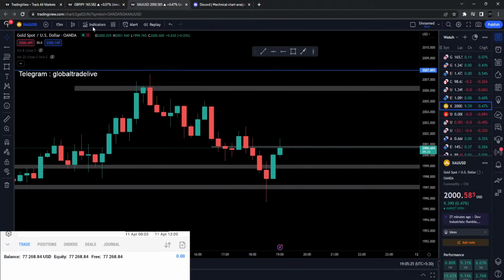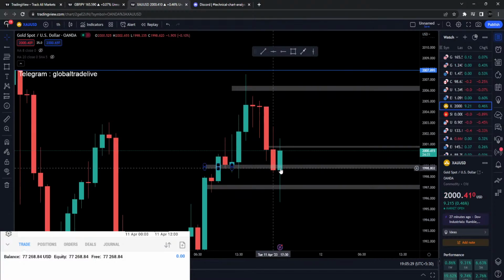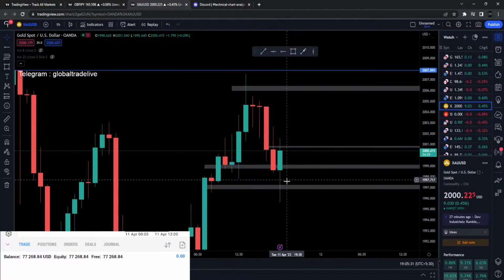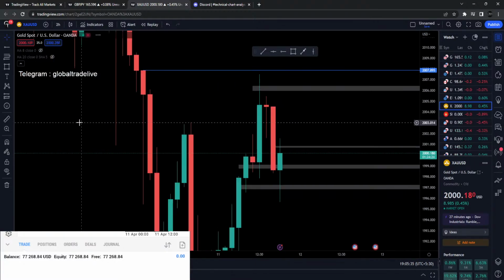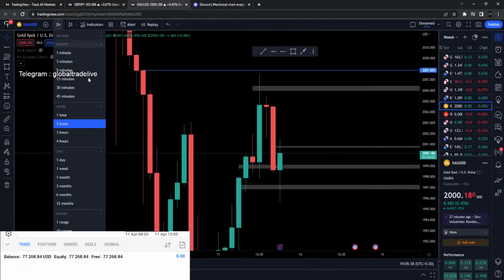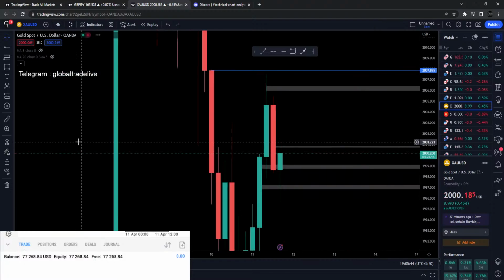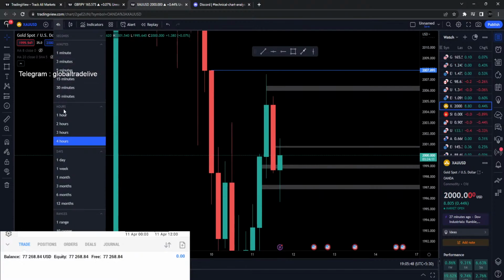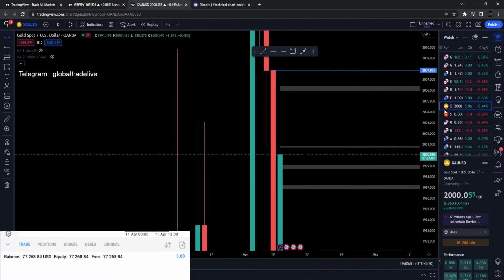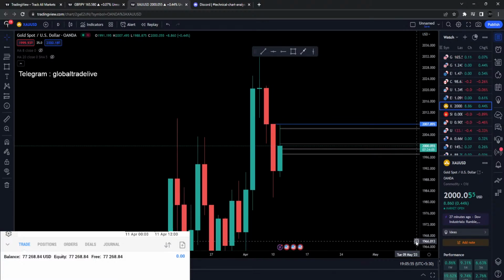But the other question is, what if it just rejects? And let me just have a look at the 1 hour. The 1 hour really looks like it's going to move up only. And let's have a look at the 2 hour, 3 hour, 4 hour. Yeah, 4 hour looks stronger. Daily time frame.